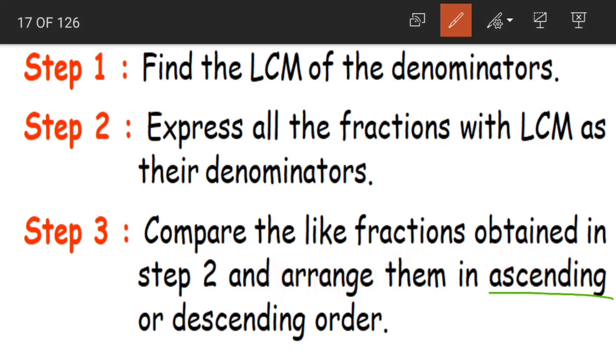What is ascending order, children? Ascending order is from the smallest to the greatest number, or from the least to the highest. Descending order is when numbers are arranged from the highest to the lowest.